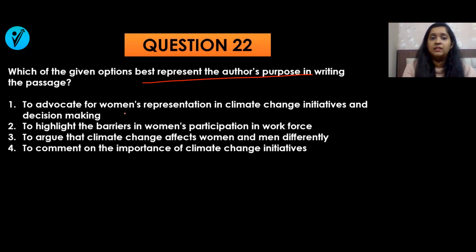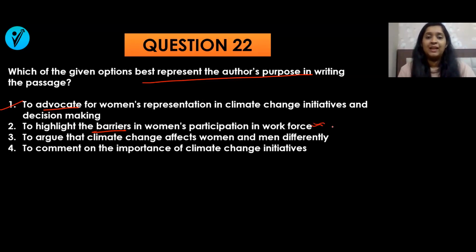So, it is not to advocate about their representation. The author has basically informed us, not taking the side of women representing the climate change. It was more about the challenges that women face. So one does not make sense. To highlight the barriers. So again, I spoke about challenges. Barriers and challenges are similar. So barriers in women's participation in workforce. So they are there, but they're not being allowed to participate, which is coming across as a challenge, which is what the author is saying. So I can hold on to this option.